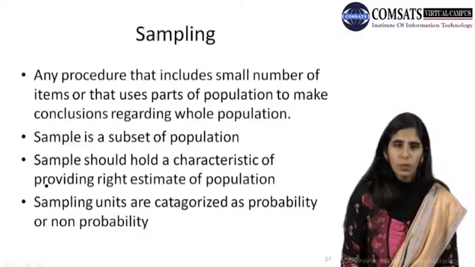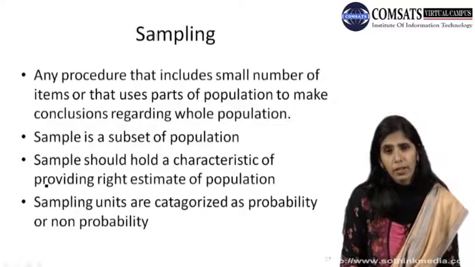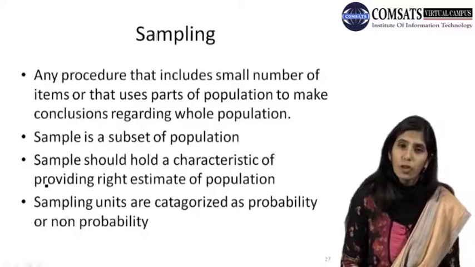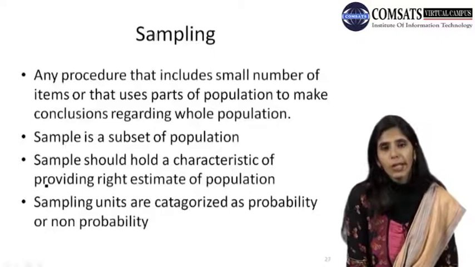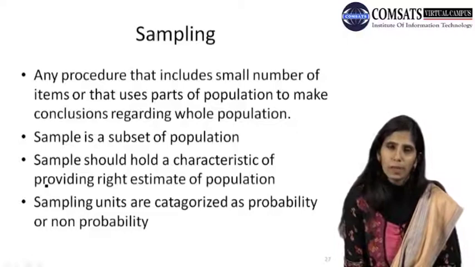So that spoonful actually holds the similar characteristics of the population in which we are interested. So that spoonful is the sample of the entire population, or the entire food which is cooking. So a sample is basically a subset of the population which should hold all the possible characteristics of the population, without any bias which might be there.